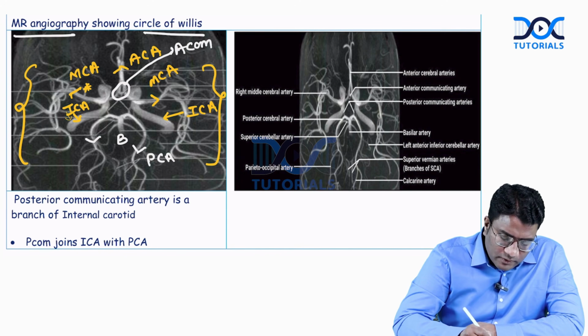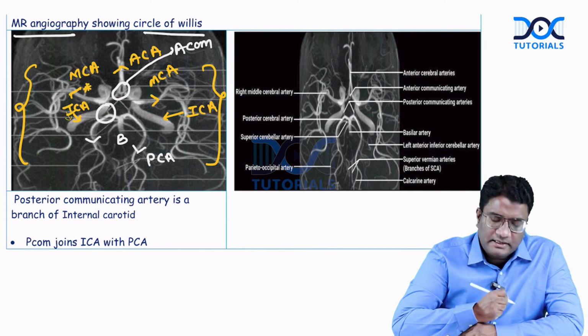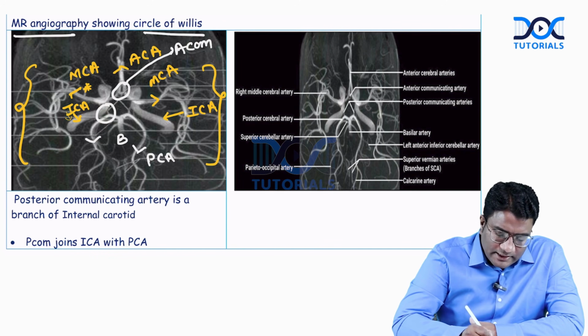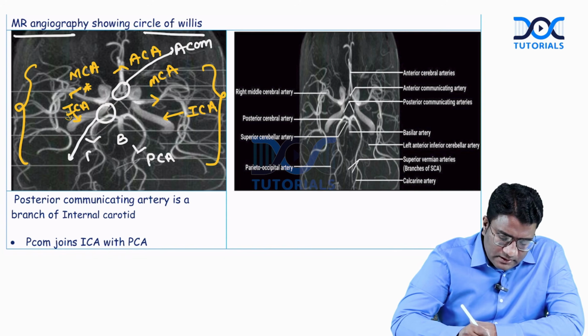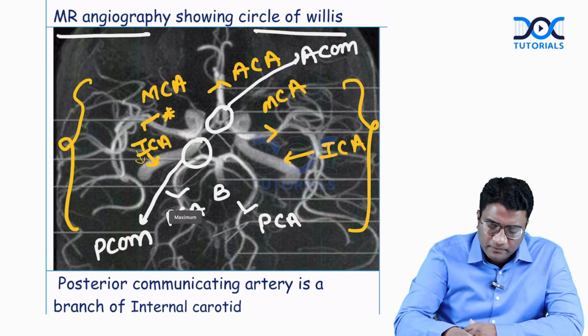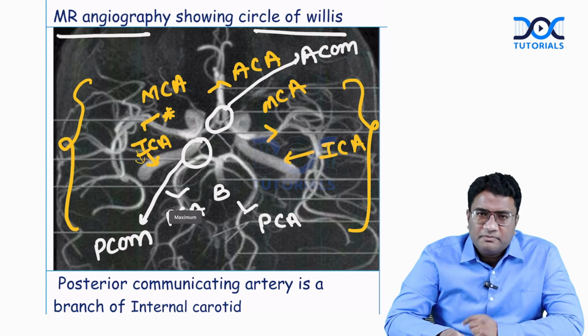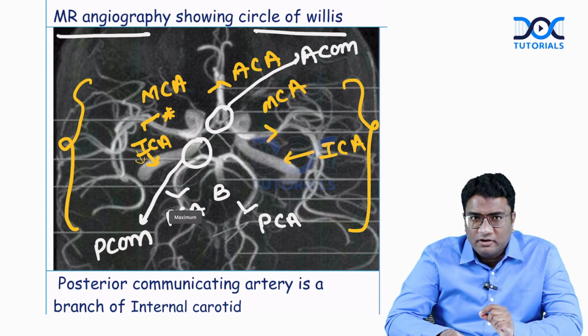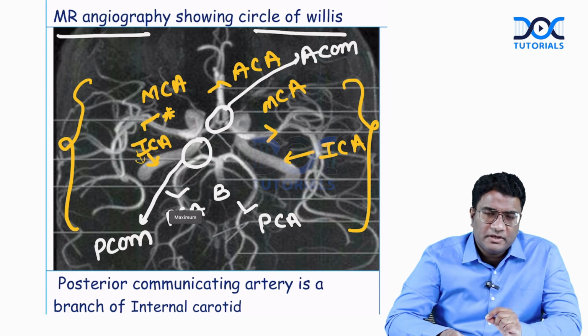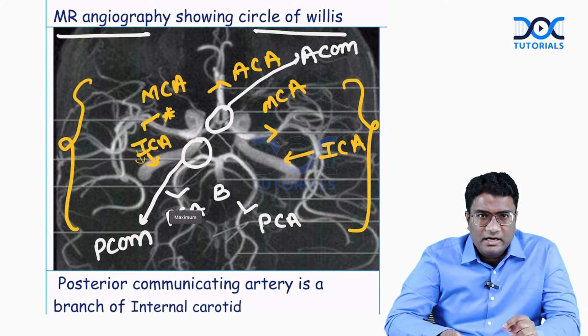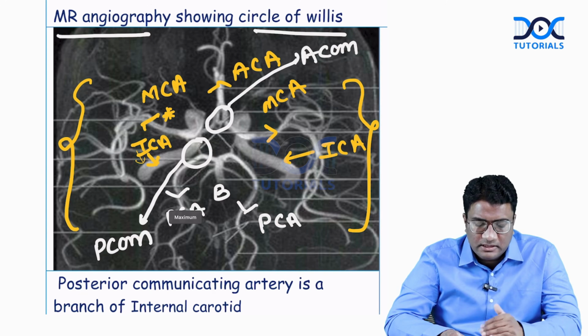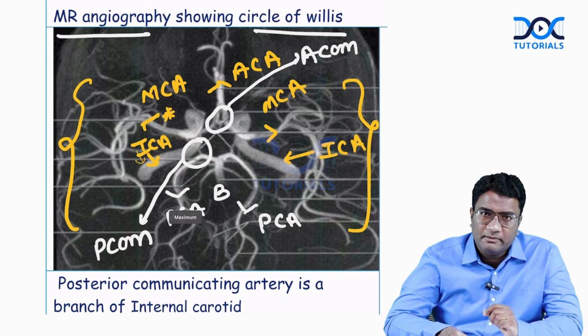And this vessel, which is coming from the internal carotid artery, is the posterior cerebral artery, and joining the internal carotid and the posterior cerebral is your posterior communicating artery. Let me zoom it for you once again. Please remember, the posterior communicating artery is a branch of the internal carotid artery, joining the internal carotid artery with the posterior cerebral artery. So these are the parts of the circle of Willis on MR angiography.